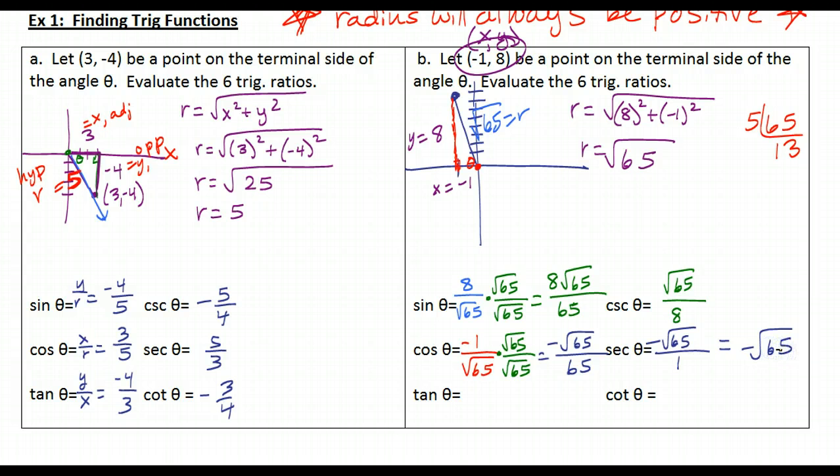And thank goodness when I do tangent, which is y over x, there is no radical, so I just get my answer for there is -8. Flip it, -1/8. Go ahead and pause, rewatch, try things, write down some questions, flip to the back when you're ready.